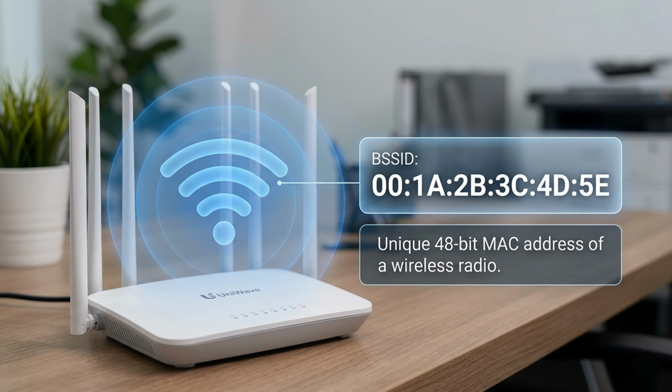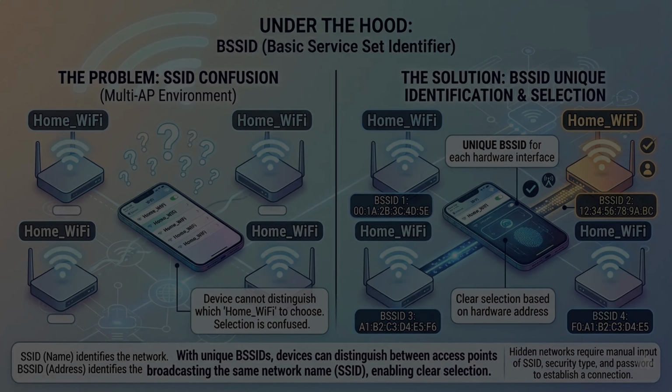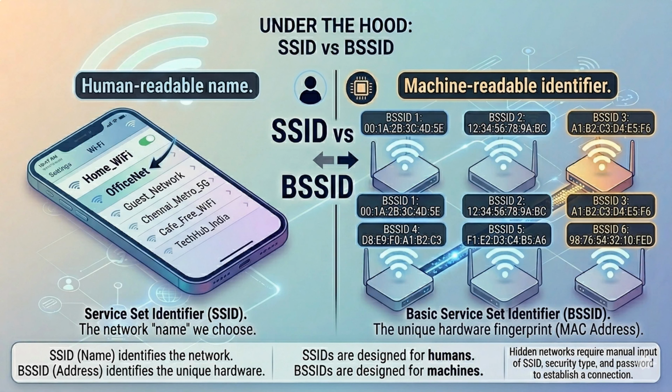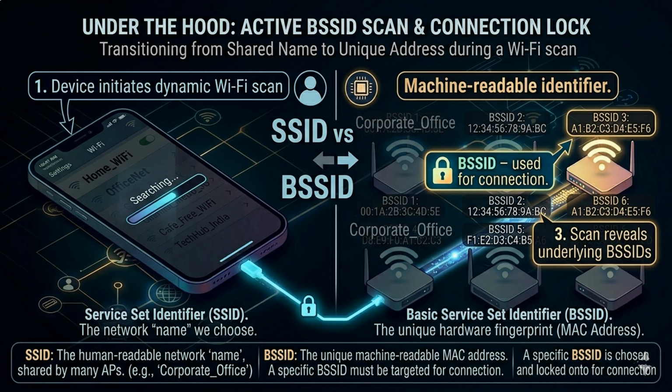What is a BSSID? Basic Service Set Identifier (BSSID) is the unique 48-bit MAC address assigned to a specific wireless radio interface of an access point. It acts as a machine-readable identifier that allows devices to distinguish between different access points, even when they broadcast the same network name or SSID. BSSID versus SSID. SSID and BSSID serve different purposes within a Wi-Fi network. The SSID is a human-readable network name used to identify a Wi-Fi network, while the BSSID is a unique MAC address used by devices to identify and connect to a specific access point or radio.